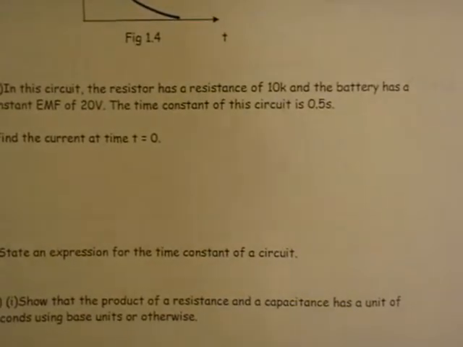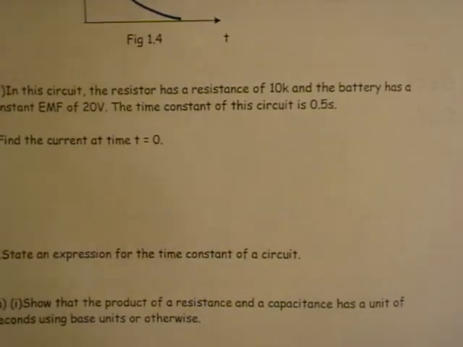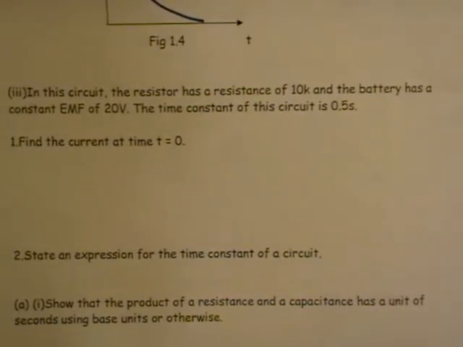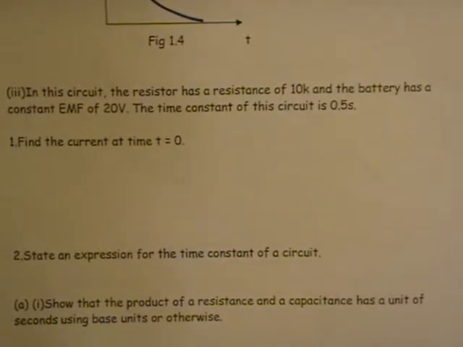In this circuit, the resistor has a resistance of 10 kilo, that should be 10 kilo ohms, it says 10k, and the battery has a constant EMF of 20 volts. The time constant of this circuit is 0.5 seconds. Find the current at time t equals 0.